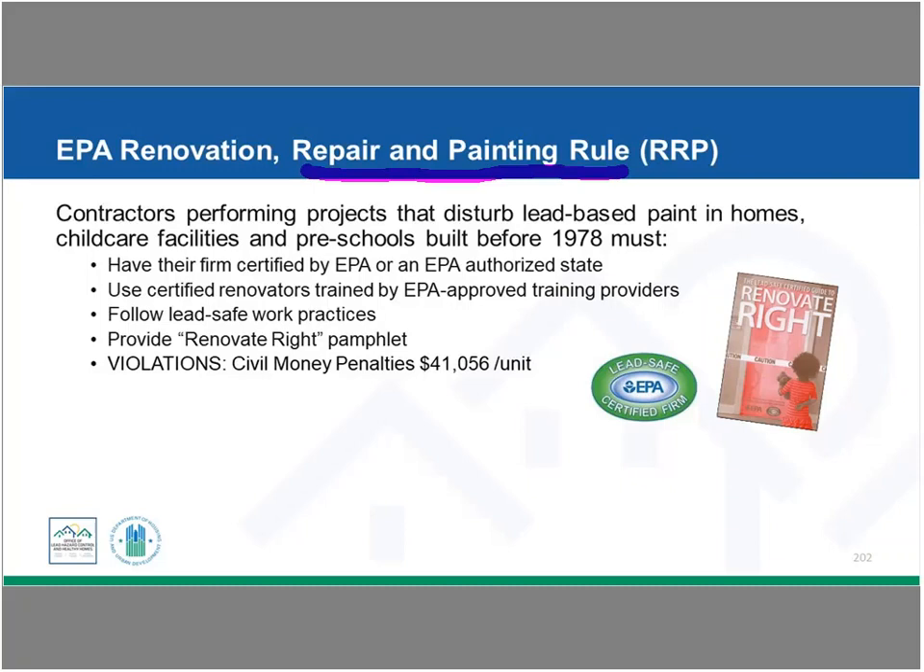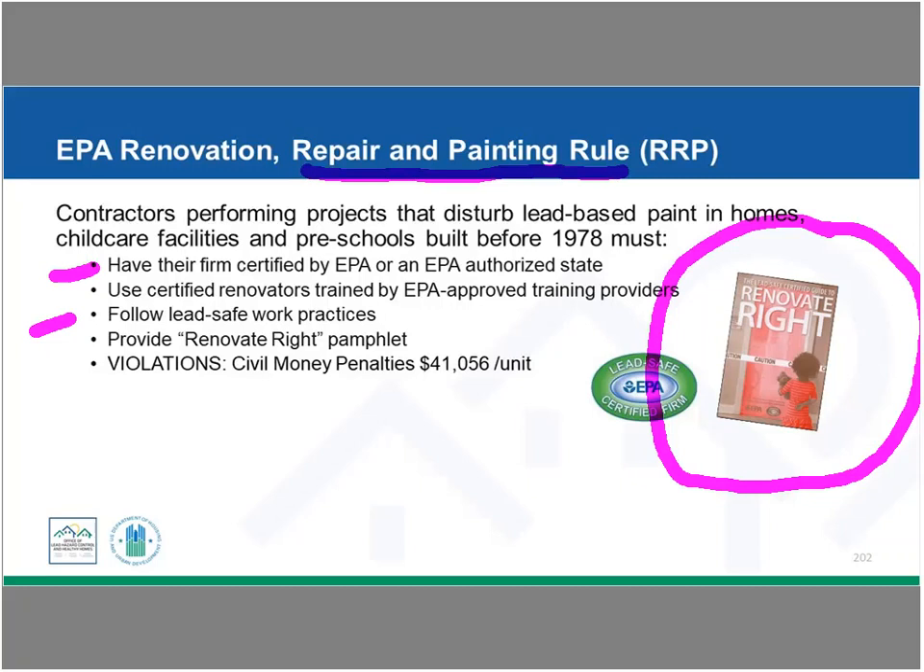So when you hire a contractor to do this work, you need to make sure that they are certified by EPA or an EPA authorized state in RRP. We need to be using certified renovators for this work. They need to be following lead safe work practices. They need to provide the pamphlet to the tenants and the owner. This is the Renovate Right pamphlet. And we just want to let you know that there are potential fines. The fines are pretty steep per unit if RRP is not being followed.